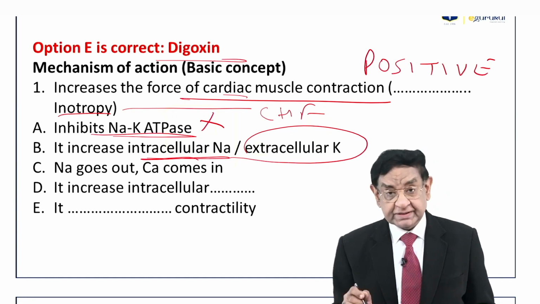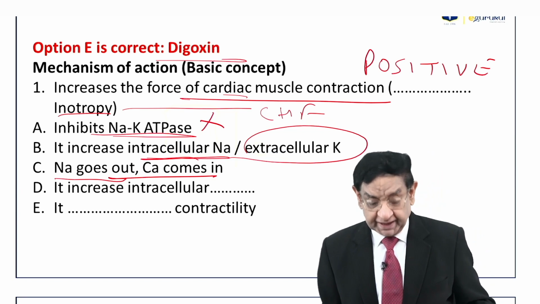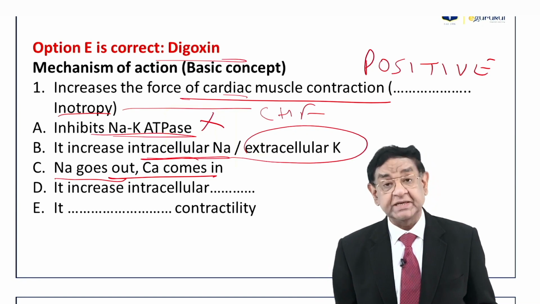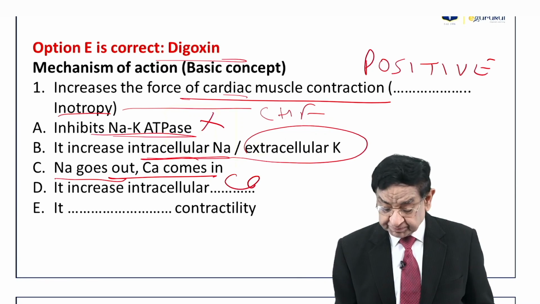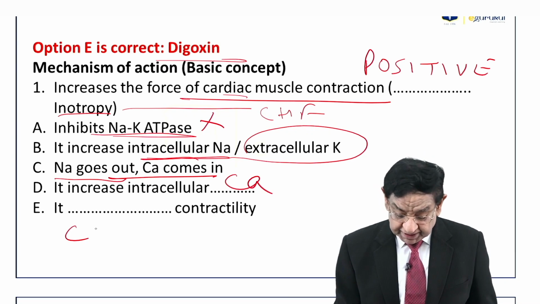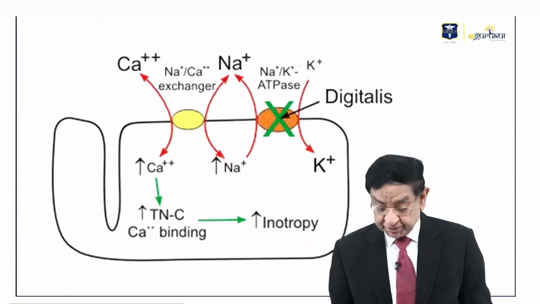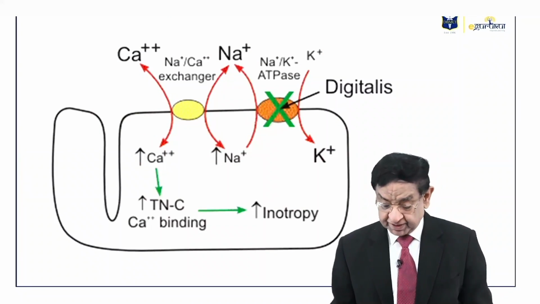And now this sodium is exchanged with calcium. Sodium goes out and calcium comes in. And this increases intracellular calcium, and this increase in calcium increases cardiac contractility. Let me explain to you by this beautiful picture in front of you.